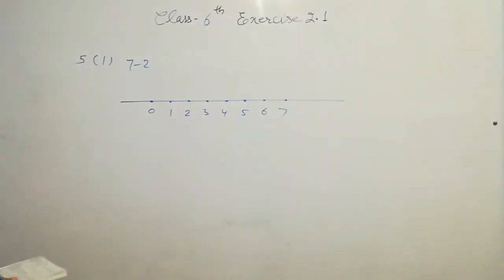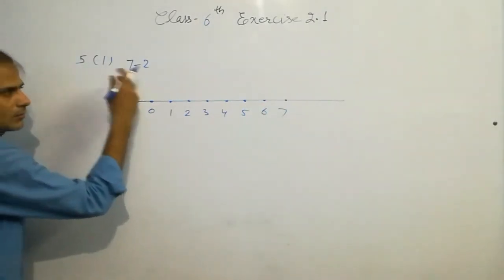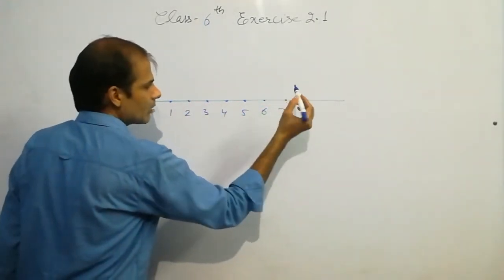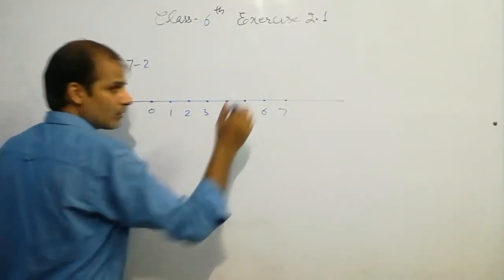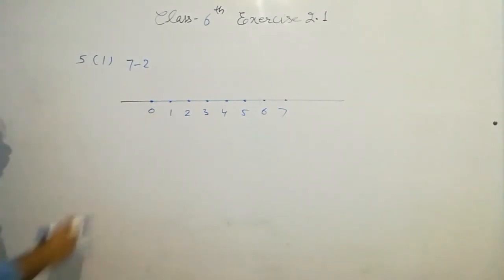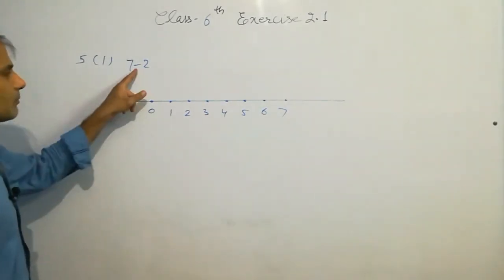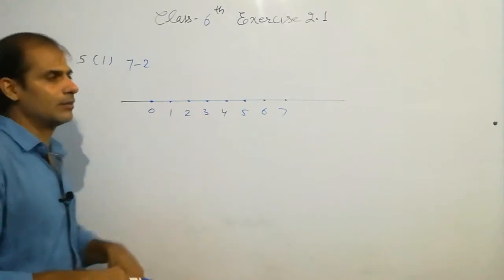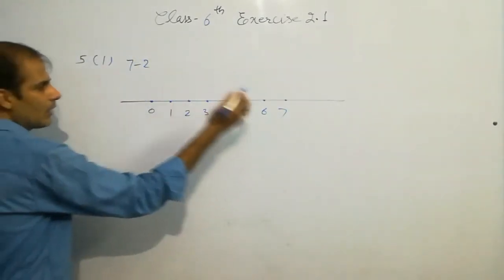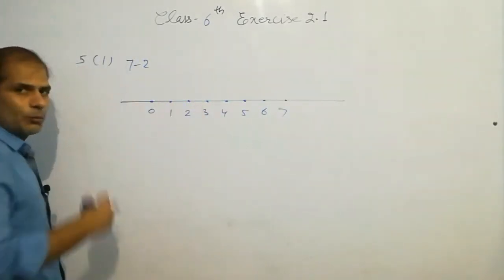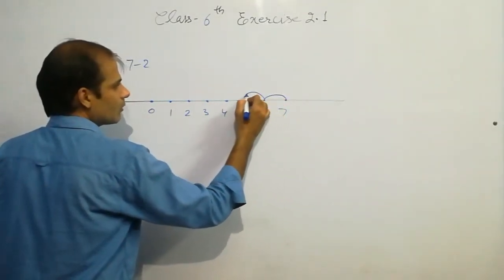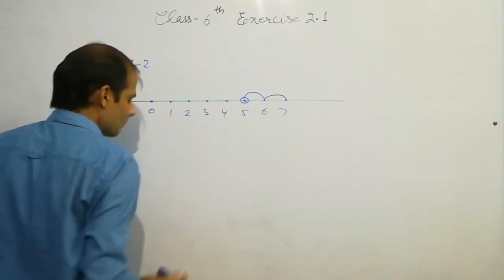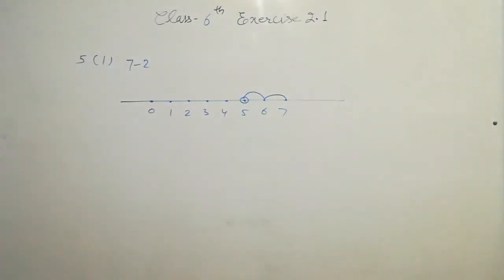Okay, this is 7, so start with 7. Put your pen at this location, which denotes 7. Then minus 2. I told you minus means you have to move to the left hand side. सबसे पहले आपको 7 से स्टार्ट करना है, फिर माइनस 2 मीन्स 2 पोजीशन आपको मूव करना है लेफ्ट में, तो 1 2. Okay, and the answer is given in your book, so you can check it.